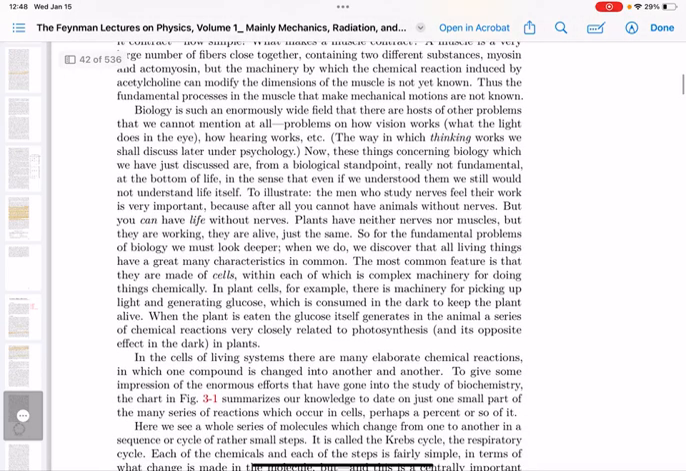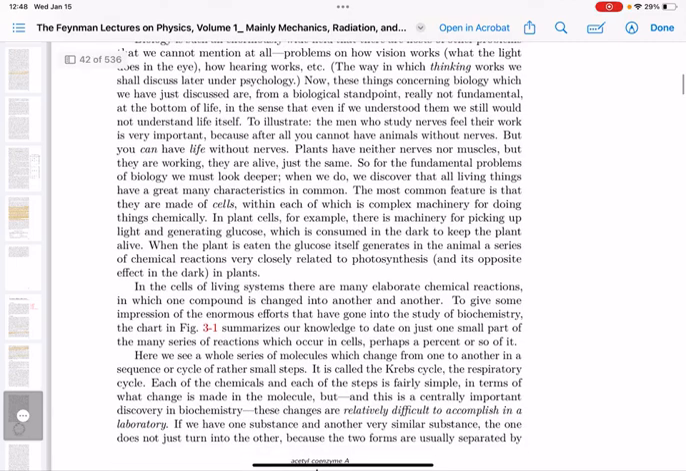Biology is such an enormously wide field that there are hosts of other problems that we cannot mention at all. Problems on how vision works, what the light does in the eye, how hearing works, etc. The way in which thinking works, we shall discuss later under psychology. Now, these things concerning biology, which we have just discussed, are from a biological standpoint really not fundamental. At the bottom of life, in the sense that even if we understood them, we still would not understand life itself. To illustrate, the men who studied nerves feel their work is very important because, after all, you cannot have animals without nerves. But you can have life without nerves. Plants have neither nerves nor muscles, but they are working, they are alive just the same. So, for the fundamental problems of biology, we must look deeper.